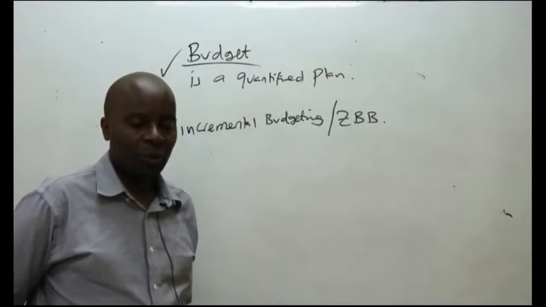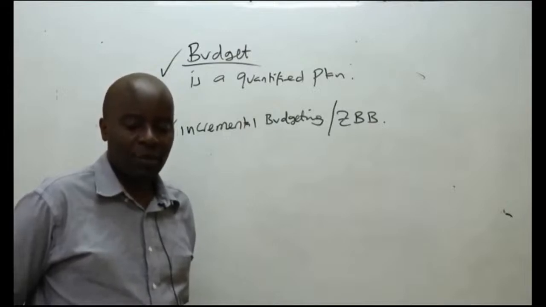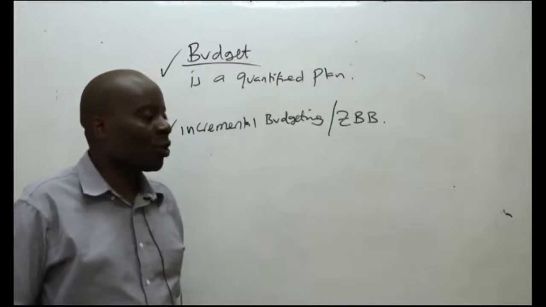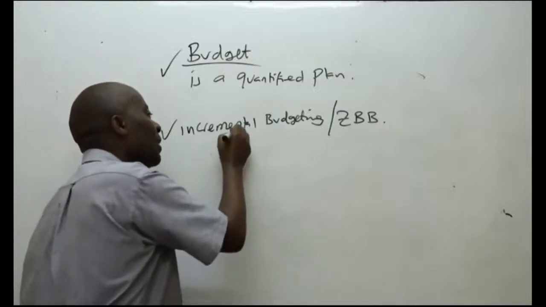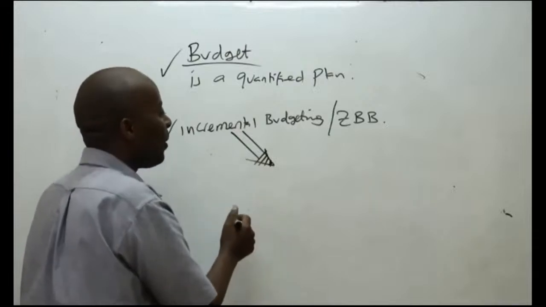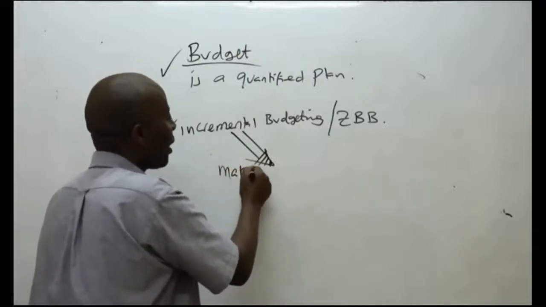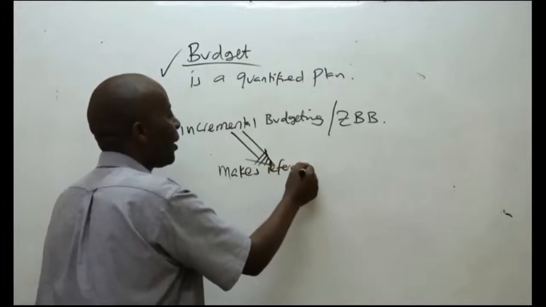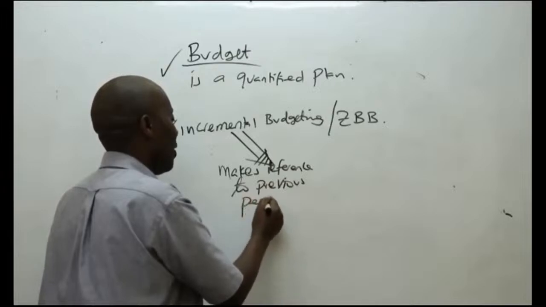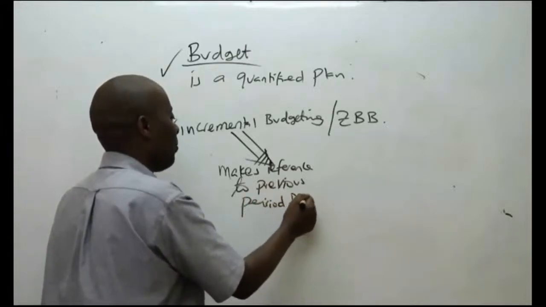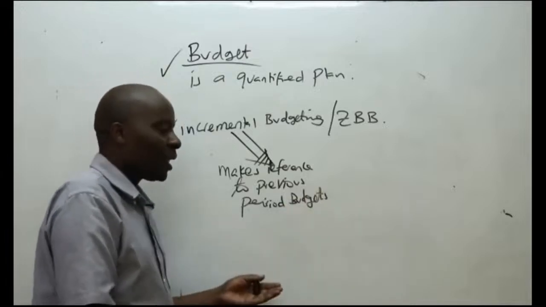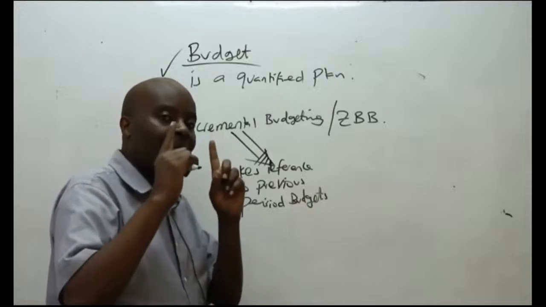Is anybody able to comment there? Incremental versus zero-based. So what you're supposed to know, ladies and gentlemen, is that the incremental budgeting system, like the one that is normally used by Kenya's government, makes reference to previous period budgets, which will be adjusted to give us the future budget.